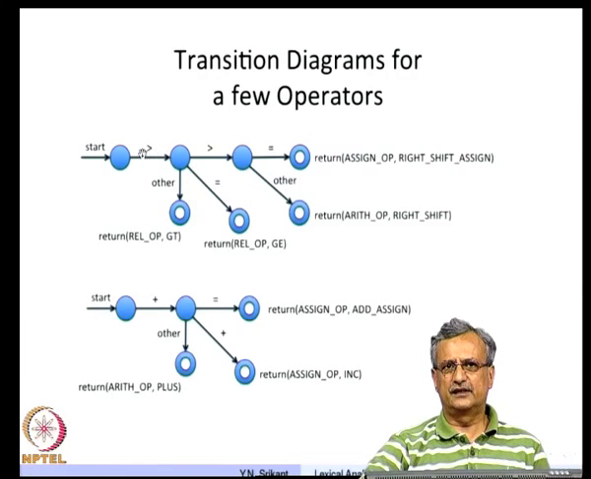If it is greater than, followed by another greater than and then some other symbol, then we have an arithmetic right shift. And if we have a greater than followed by equal to, then we return greater than or equal to. If we have greater than, greater than and then equal to, we assign; this is actually a right shift assign type of operator. So this is one of the transition diagrams.